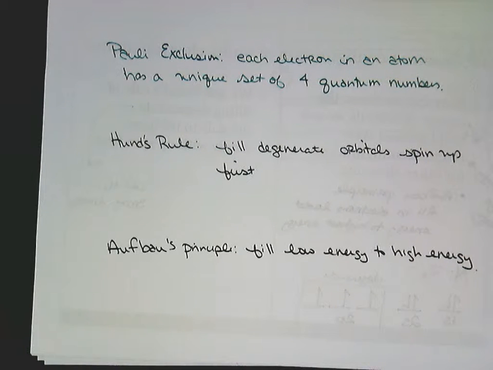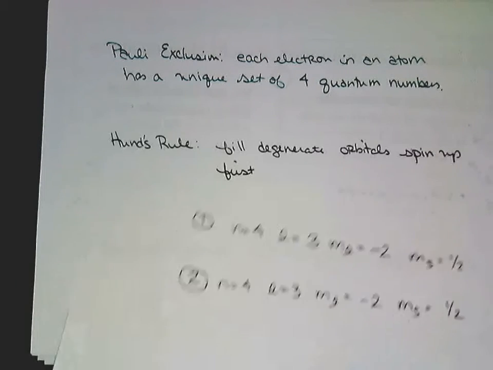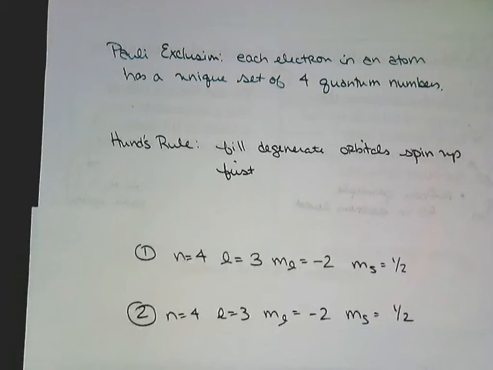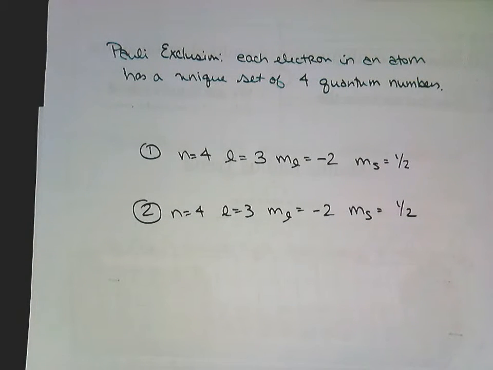All right, here I have my 2 electrons. Which one of these things is it violating? All right, the first one. So I have 2 electrons with the exact same set of quantum numbers. What's one way I could easily fix this? Change the spin. All right, so I've changed the spin. This guy's now up, this guy's now down.